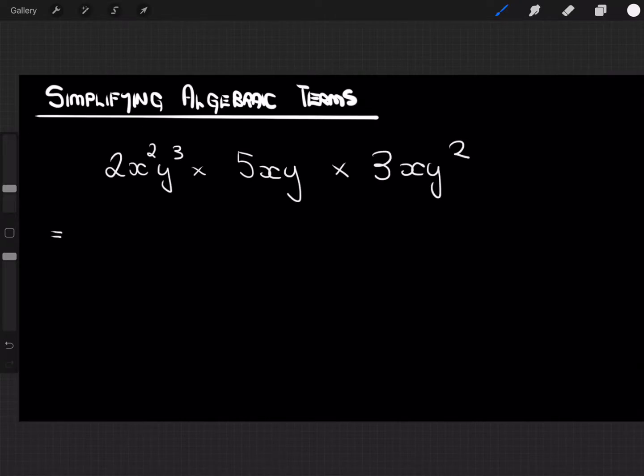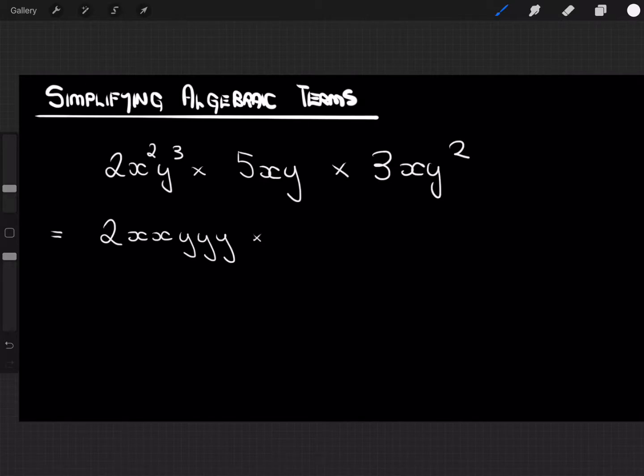So we could rewrite this as 2. Now remember, x squared means x times x. It means x multiplied by itself. And then multiplied by y cubed, that would be y times y times y. Remember, in algebra, we do not need the multiplication sign. Two letters together means times.